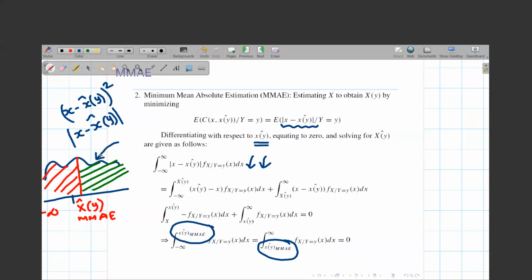This function is basically the conditional density function f of x given y equal to y, as a function of x. You are fixing y and trying to find out what that function of x is. The solution is the location where this area and this area are the same, if the cost function is the absolute value of x minus x cap of y that you are trying to minimize. That ends up being MMAE.